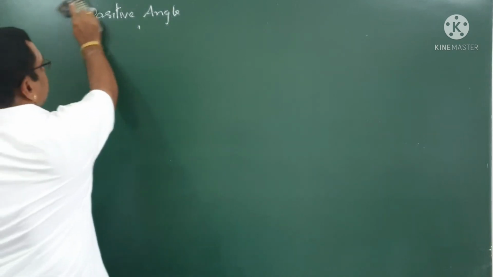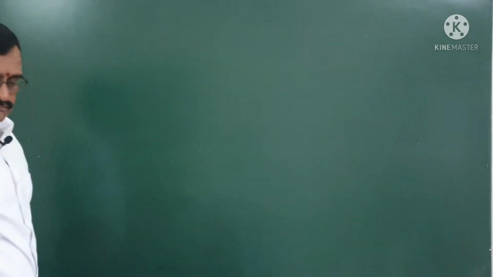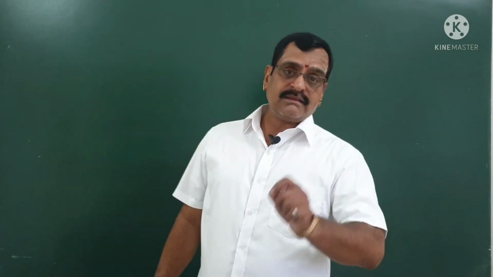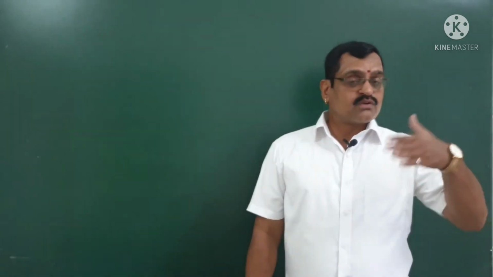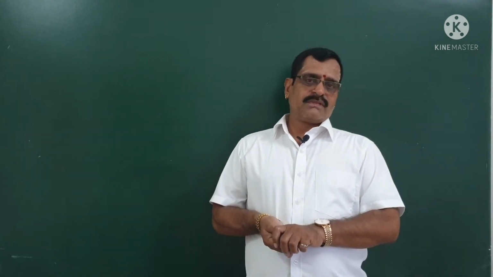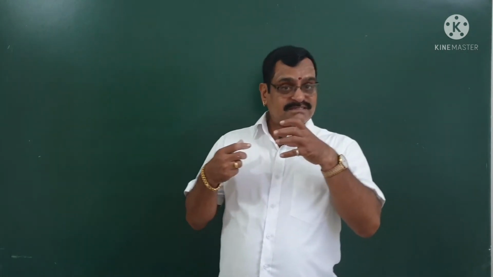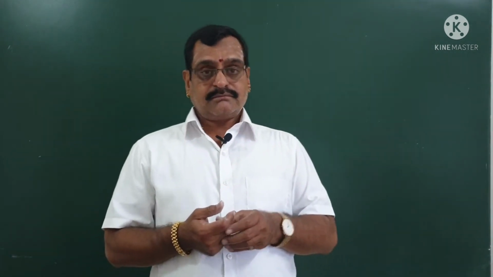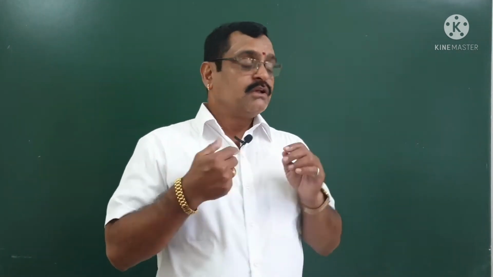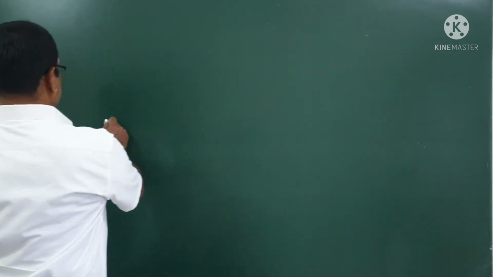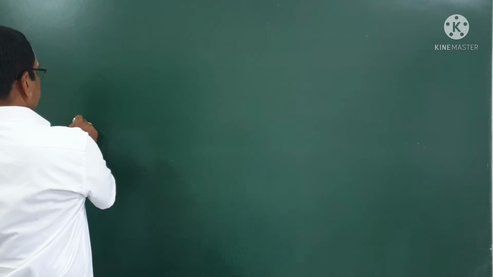The next concept is based on the position of the angle in different quadrants of a rectangular coordinate system. What changes in the sign of trigonometric ratios can we observe? This is the next concept, so I will explain it. Let's say for example, this is my coordinate system.